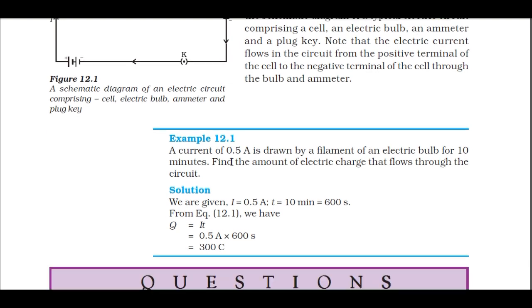Example 12.1: a current of 0.5 ampere is drawn by a filament. Drawn means used by the filament of an electric bulb for 10 minutes. So time is given, and I is given. You have to find the amount of electric charge. This is your assignment for today's lecture.